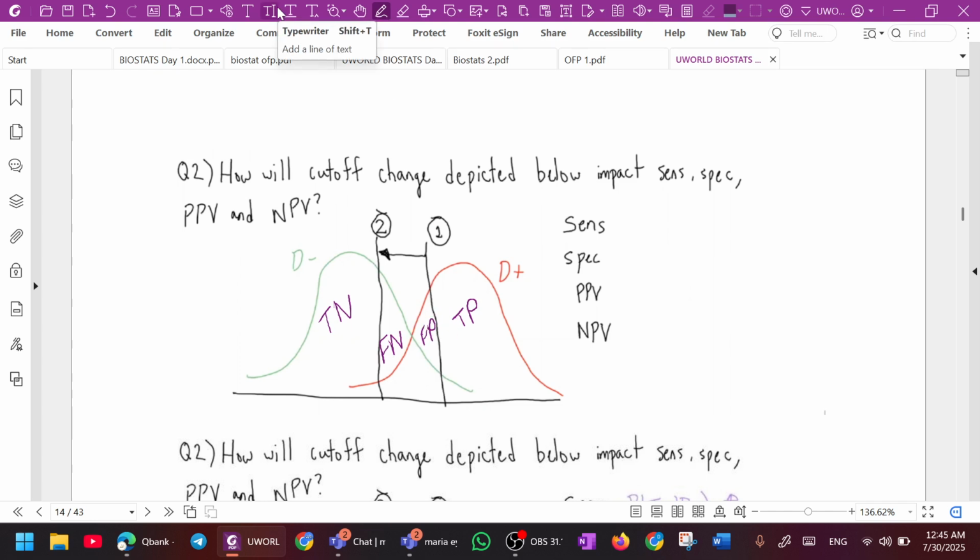In the bigger red one, you write true positive. If disease is positive, write here true positive. And the left one, where disease is negative, write true negative.